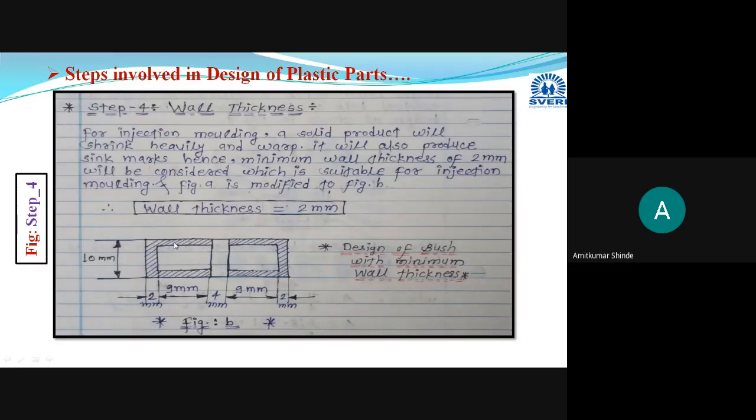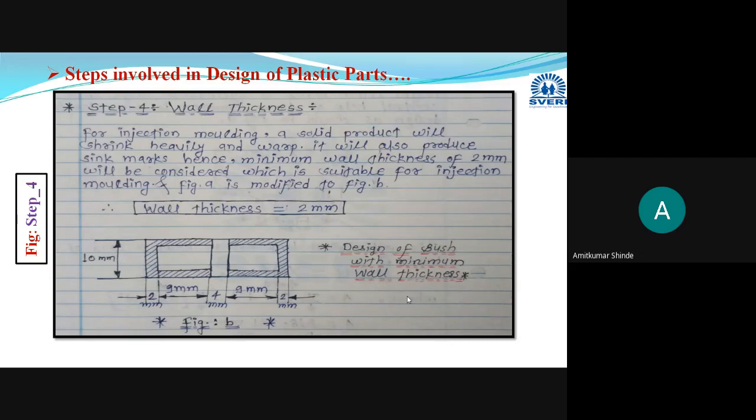This distance is 2 millimeter, this distance is 2 millimeter. In this way we have provided it throughout. This 2 millimeter wall thickness is provided, and at the center there is a through hole. This is the modified design of the bush with minimum wall thickness. You have to consider it here. This is a very important step. This is the design of the bush with minimum wall thickness. This is the fourth stage.